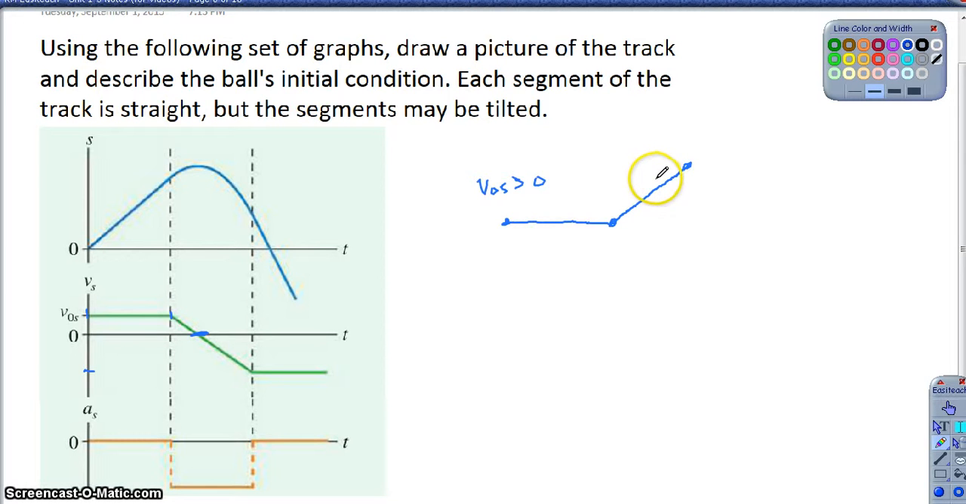The tricky part is if that ball just rolled right back down the ramp and onto this, we'd see some symmetry.